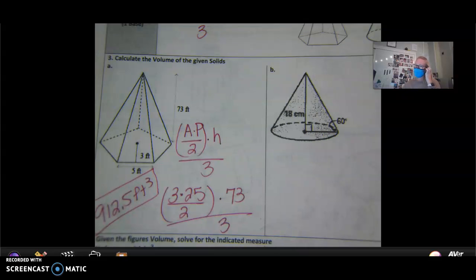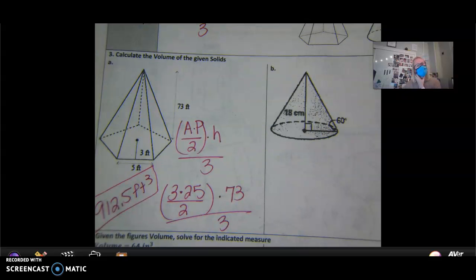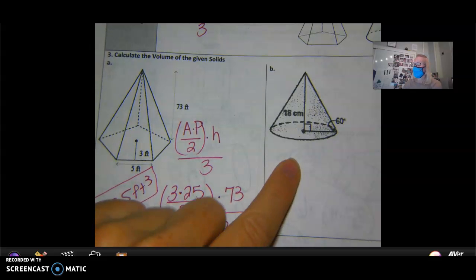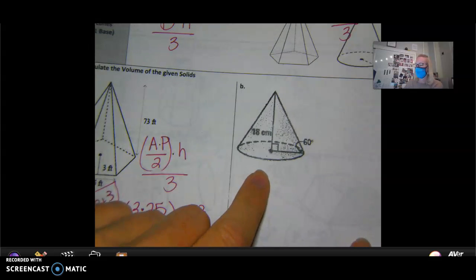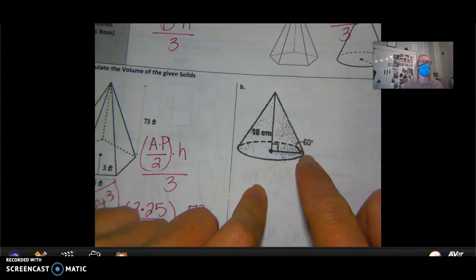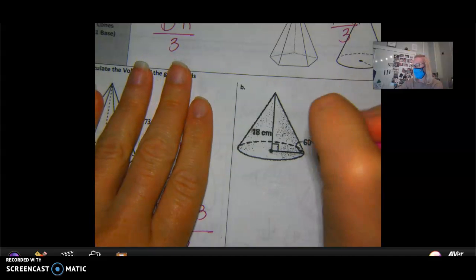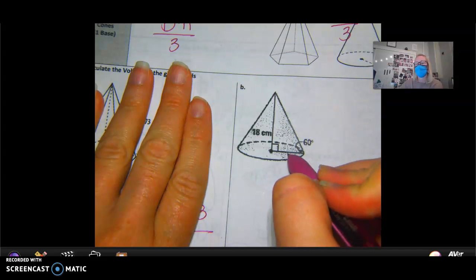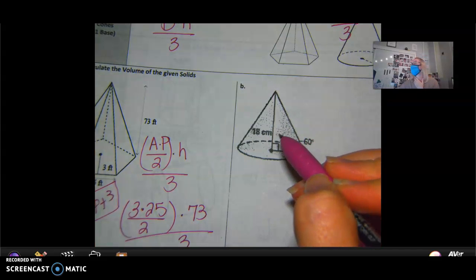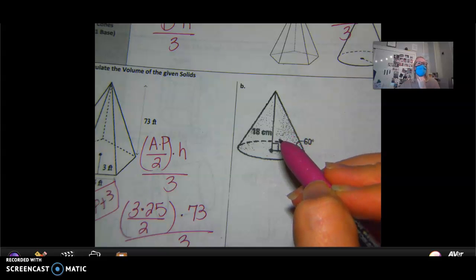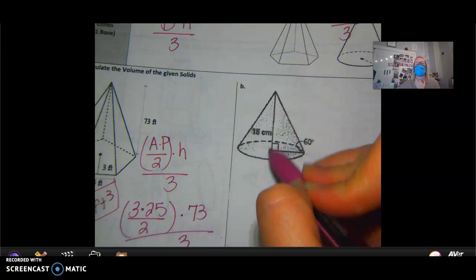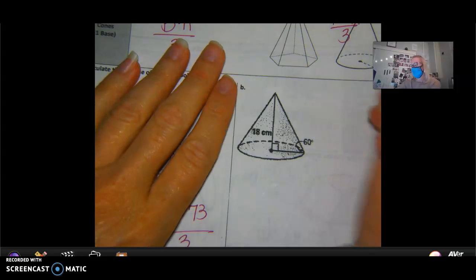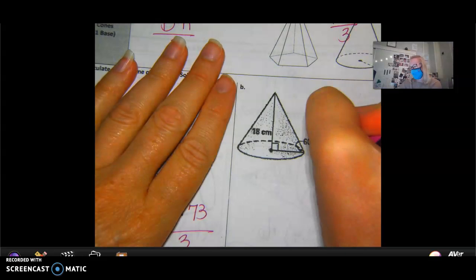Let's do B together. What did they not give us? They didn't give us the radius, right? But they're telling us what kind of triangle is that? 30, 60, 90. So we're going from the medium side to the short side. I could use SOHCAHTOA, but if you remember your 30, 60, 90 triangles, I could use that. How do you get from the medium side to the short side? Yep, divide by square root of 3.